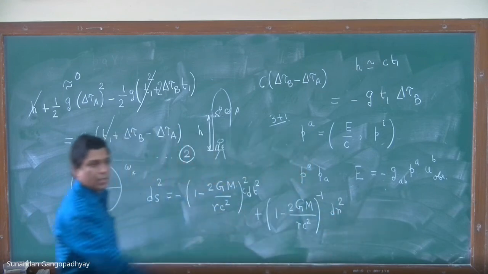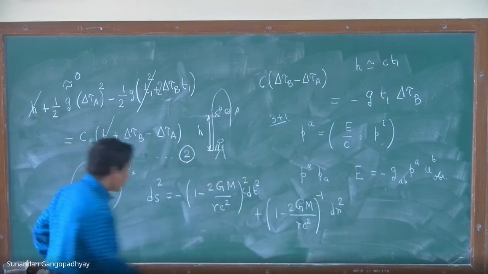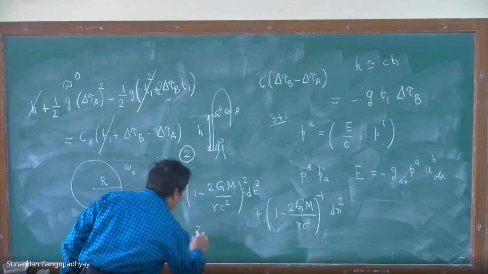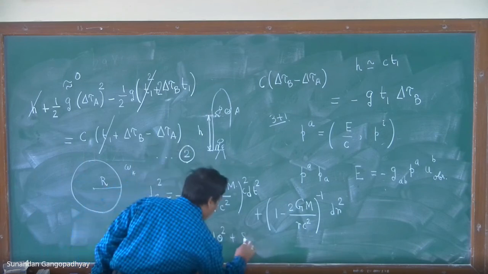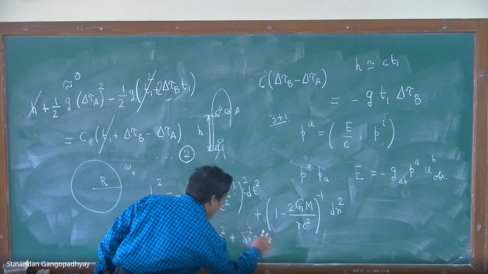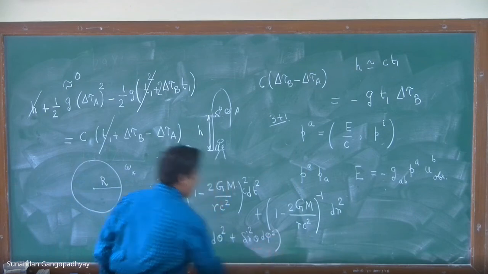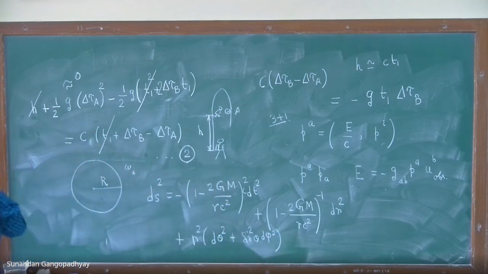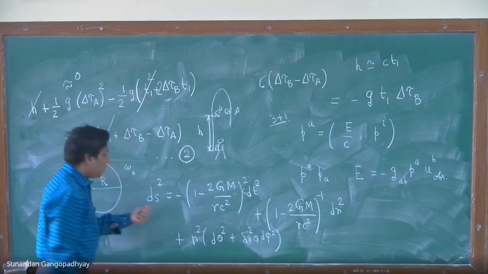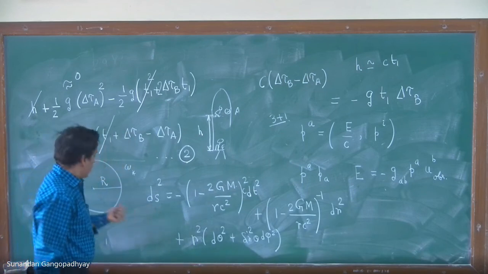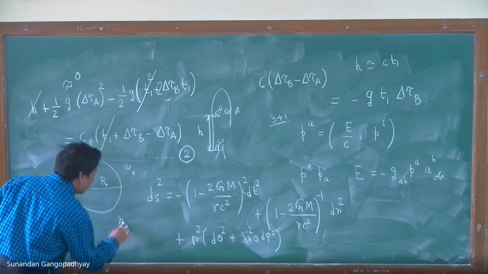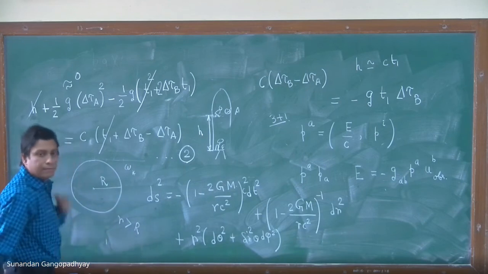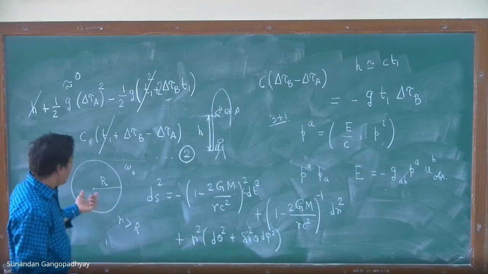Let's forget about the other two coordinates. There is a, write it down. Okay. The metric, this is the line element outside for R, where this R is greater than R. This is a line element outside this star.